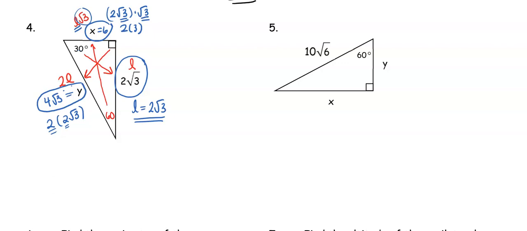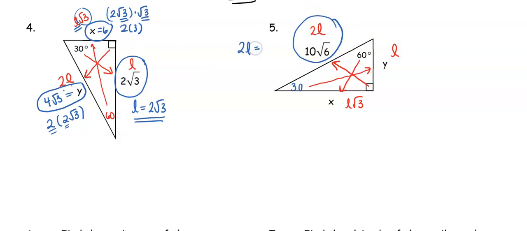All right, number 5. I see a 60, I see a 90. That means that this is 30. Across from 30 is L. Across from 60 is L root 3, and across from 90 is 2L. So this time, I am given that 2L is equal to 10 root 6.